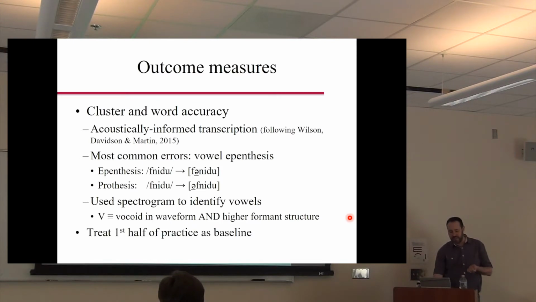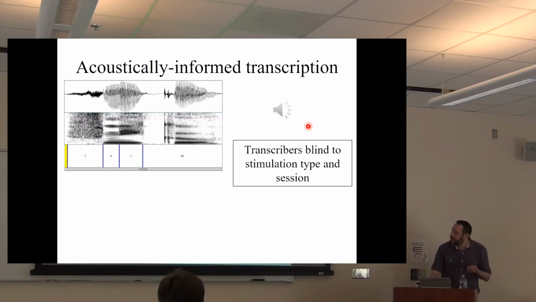And again, we were treating the first half of practice as baseline. So this is an accurately produced sequence, and this is actually from our speaker. This is an F followed by an N, and there's really nothing in between there that could be seen as a vowel.